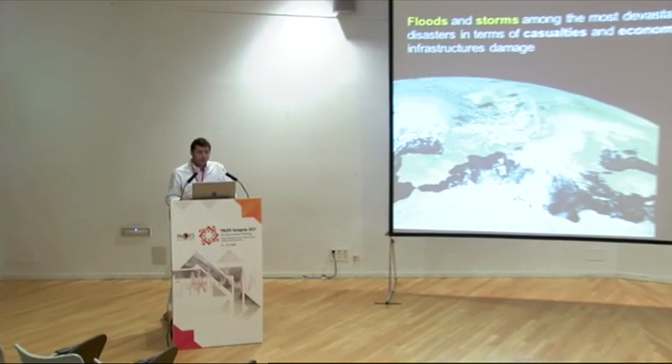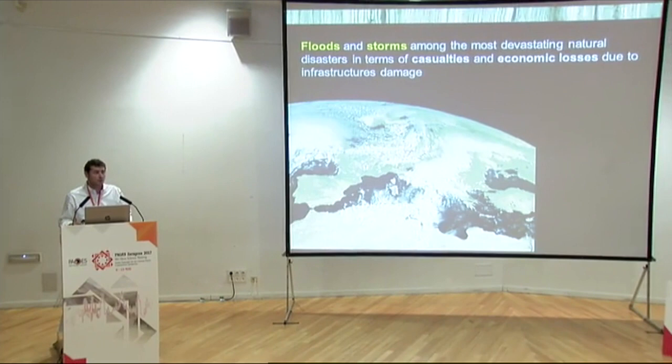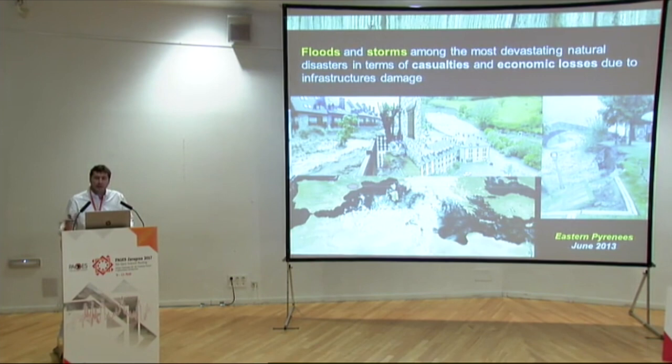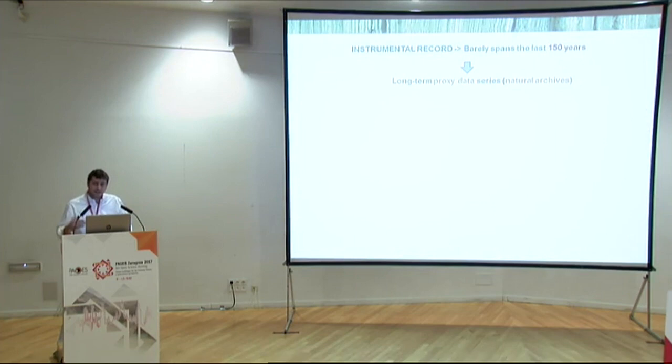Well, we all know that floods and storms are among the most devastating natural disasters in terms of casualties and economic losses. As an example, we can see here the effects of a catastrophic flood that occurred in the Eastern Pyrenees, very close to our study site, just 4 years ago. And these flash floods are very common in sensitive areas such as Western Mediterranean. We use natural archives to understand the long-term variability of these extreme events beyond the instrumental period, which barely spans the last 100, 150 years in the best scenarios.